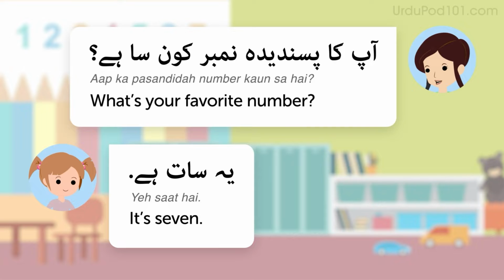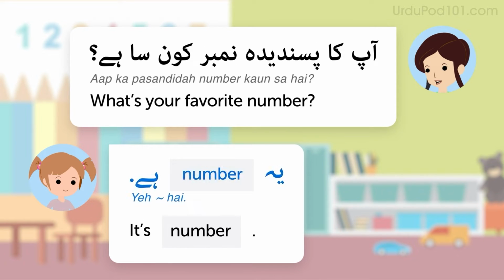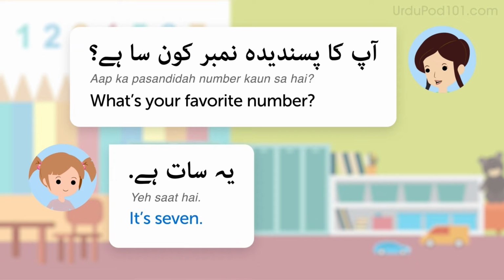Now, how do you answer this question? The pattern is, ये है. This Urdu sentence literally translates into, "This number is," but it means, "It's number" in English. For example, it's 7. ये 7 है.